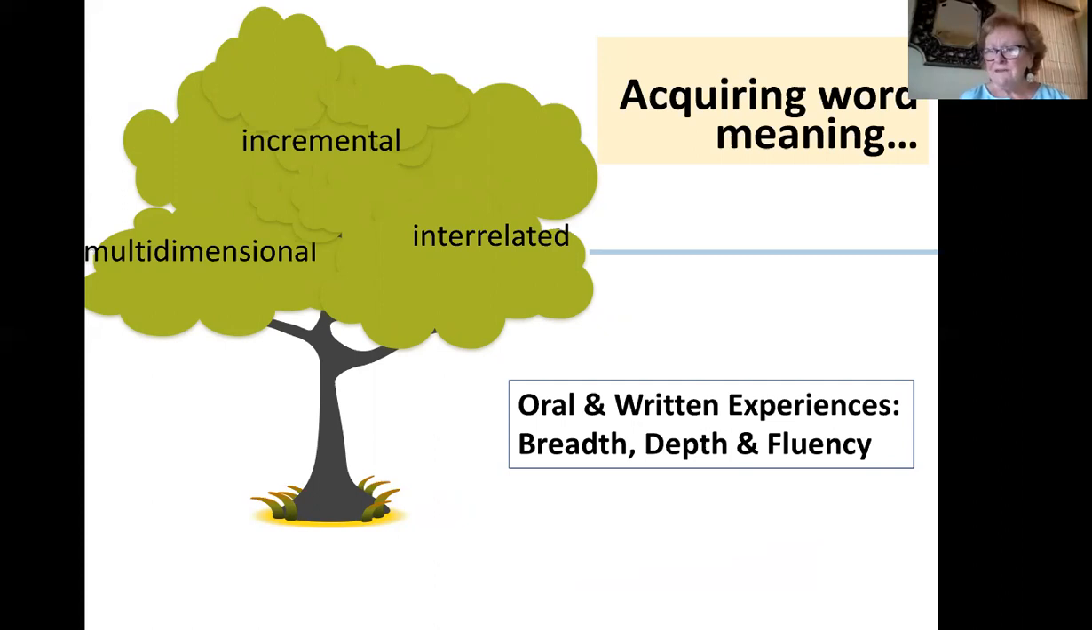What are the meanings of this? What does it mean to have a breadth of vocabulary? What does it mean to have depth in terms of vocabulary? How does that term fluency connect to vocabulary acquisition?